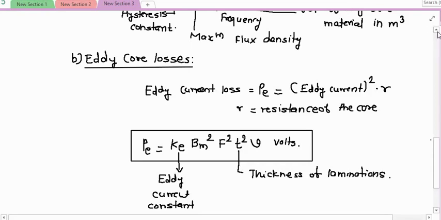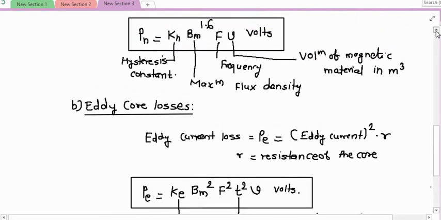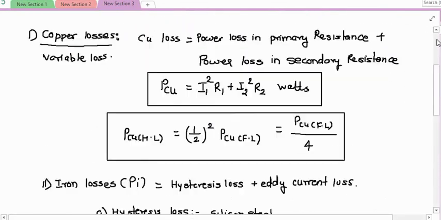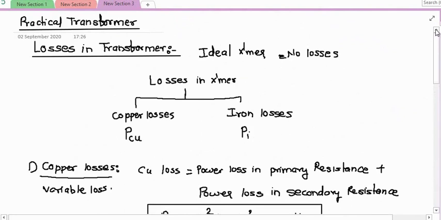In the next lecture I will cover the practical transformer, which has resistance in both windings and core losses, and how these losses as well as the resistance and leakage reactance of the windings affect the performance of the transformer.